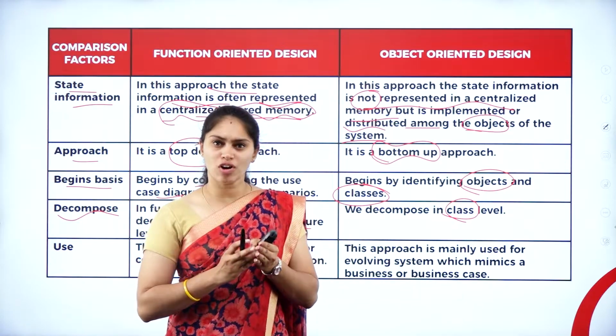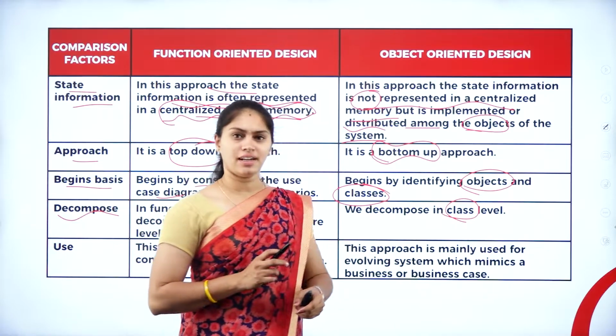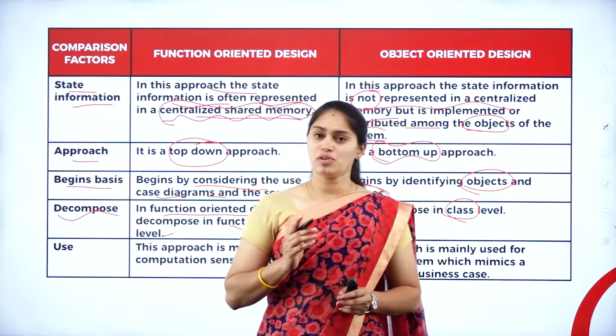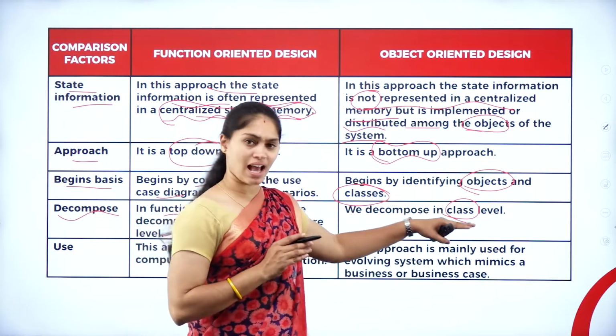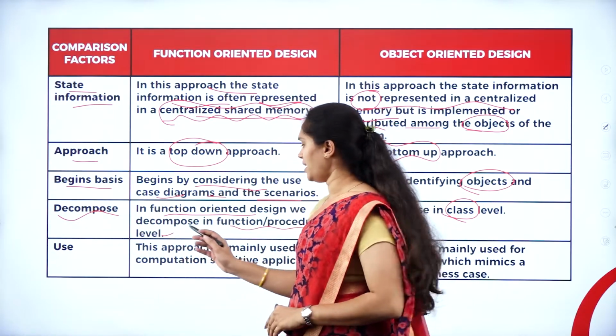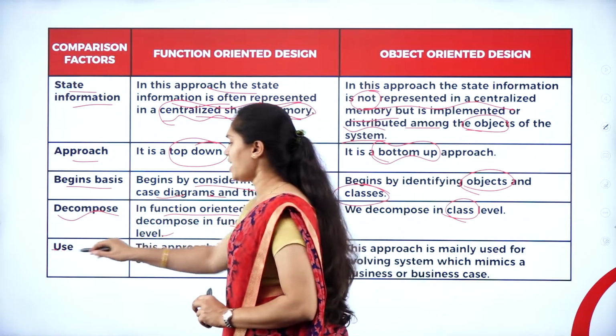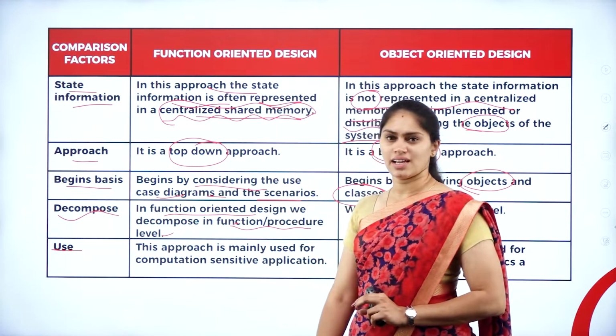If it is a collection of objects, then we can consider that as a class. So in object oriented design, decomposition will be at the class level, but here it will be at the function or procedural level. Then where are we going to use function oriented design and OOD?